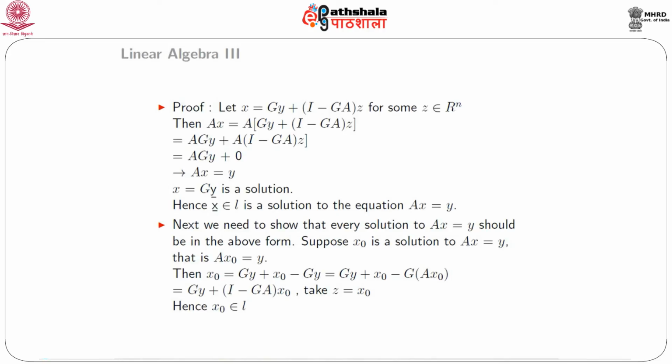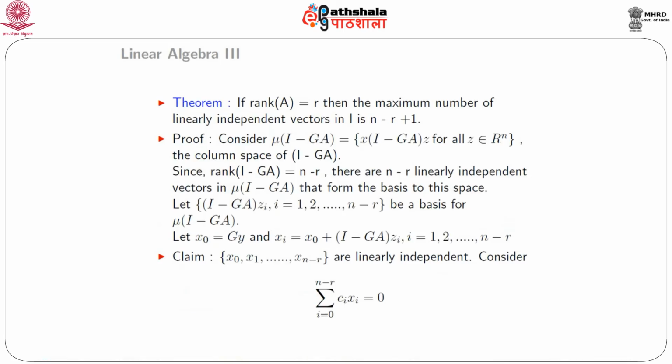Theorem: if rank of A equals r, then the maximum number of linearly independent vectors in L is n minus r plus 1. Proof: consider the column space of I minus GA, which is the set of x such that x equals (I minus GA)z for all z in Rn. Since rank of I minus GA is n minus r, there are as many linearly independent vectors in the space that form the basis of this space.